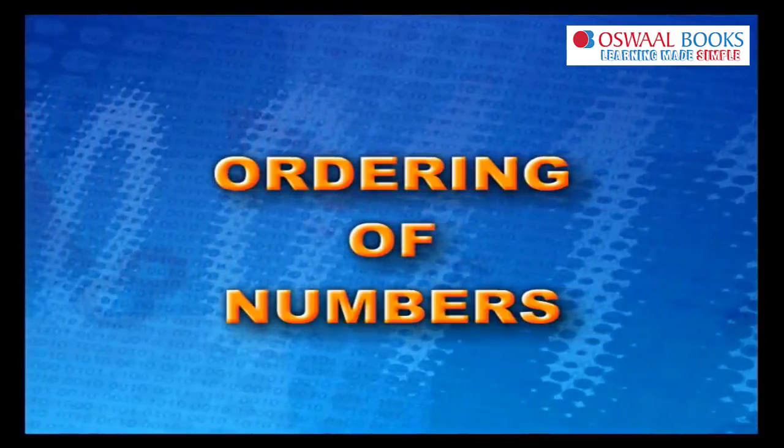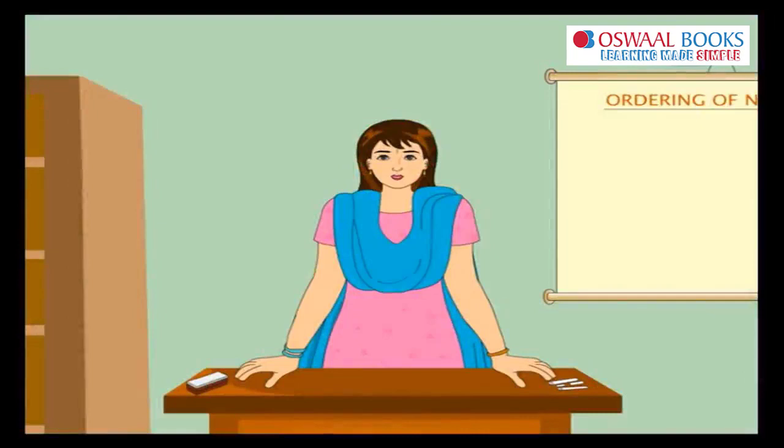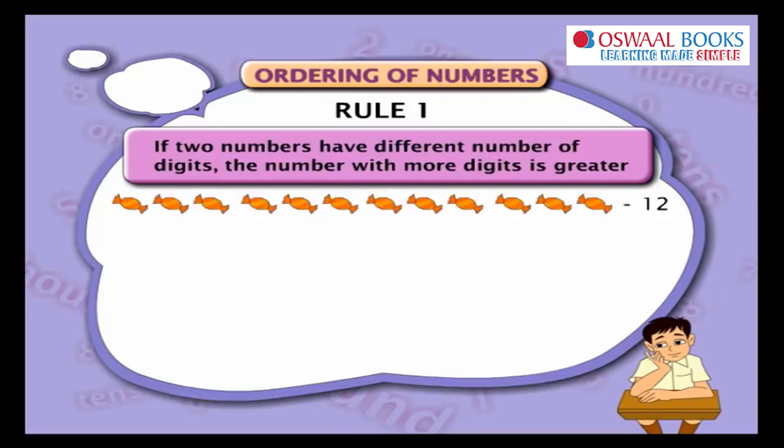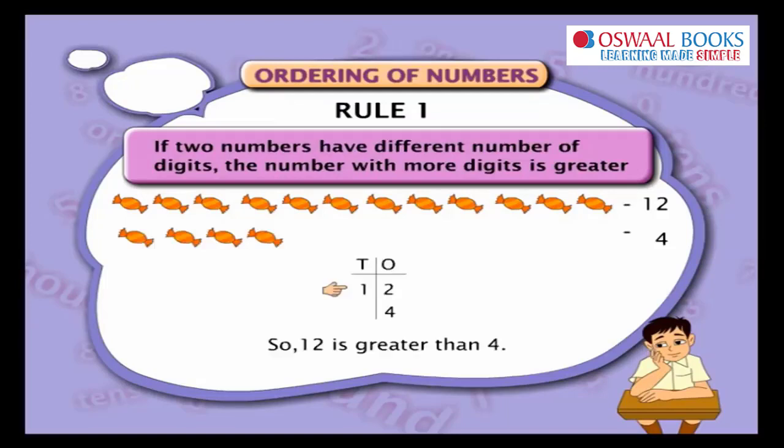Ordering of numbers. Let us first study the rules for ordering numbers. Rule 1. If 2 numbers have different number of digits, the number with more digits is greater. For example, we have 12 chocolates in the first row and 4 chocolates in the second row. 12 has 1 ten and 4 has no tens. So, 12 is greater than 4. We write this as 12 is greater than 4.